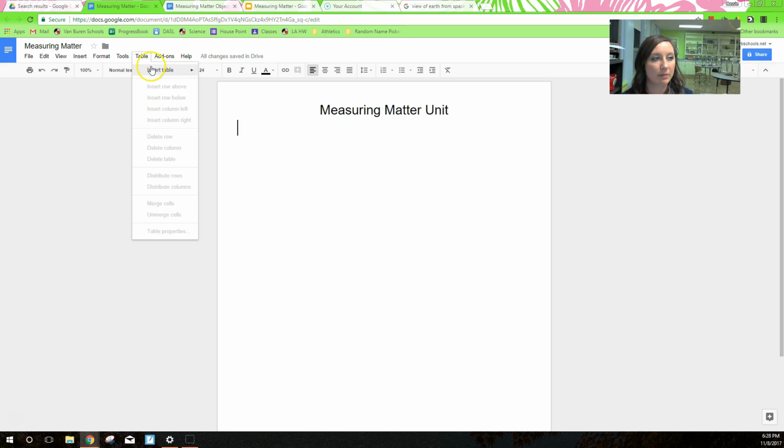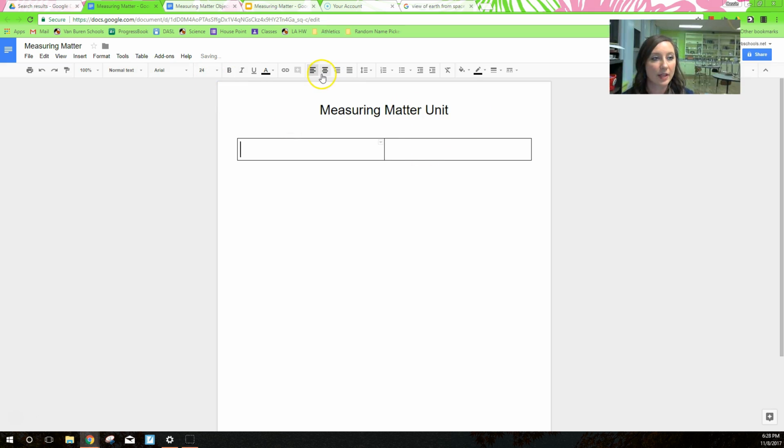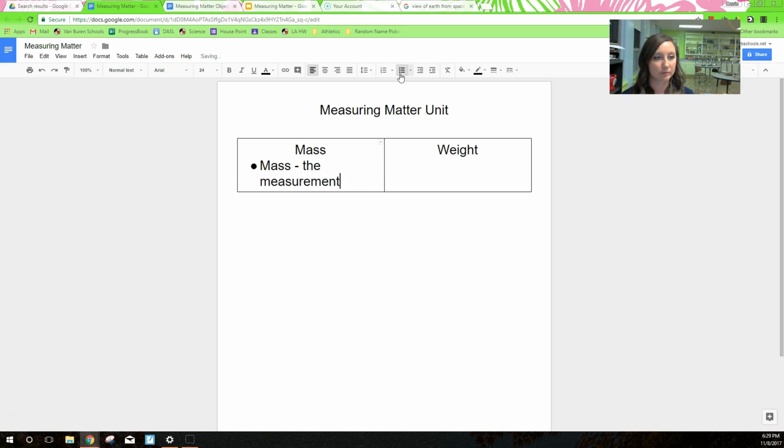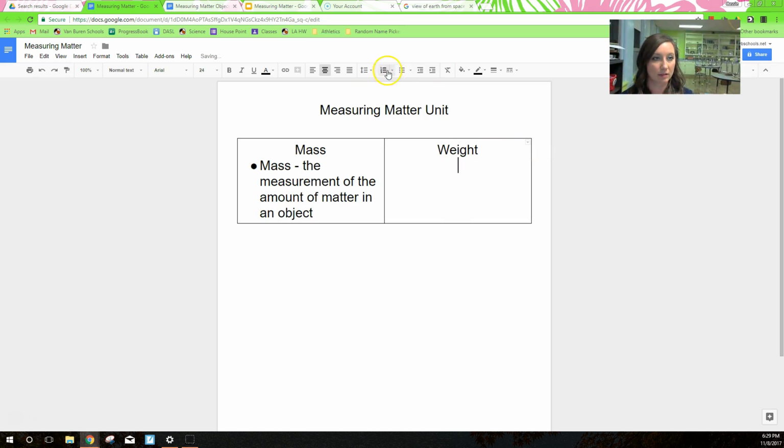I think for our notes this time, it might be good to set it up as a table. I'm going to put mass and weight in the center, so I'm going to use my center align button. I'm going to put mass, and then center align over here and put weight. On my next line, I'm going to take it back to left align and use bullet points. You guys know I love using my bullet points. Our definition for mass was that it's the measurement of the amount of matter in an object. And then for weight, I'm going to left align again, bullet point: weight is the measurement of the pull of gravity on an object.